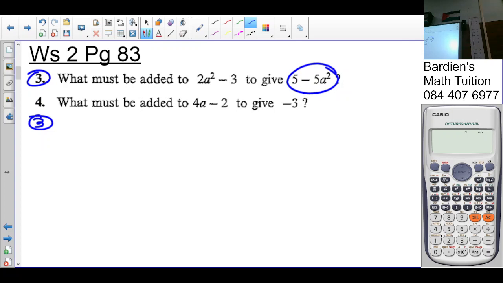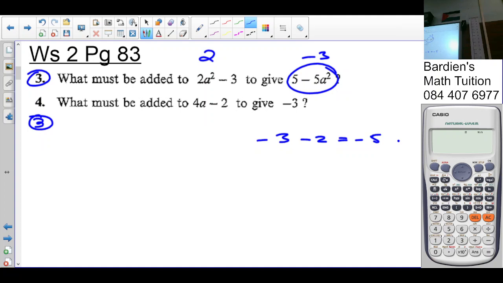So if here was a 2, what must be added to 2 to give you 5 for argument's sake? 3. What must be added to 2 to give you negative 3? Negative 5. You guys get the idea? So if you can't visualize it in terms of the variable, as I'm hearing some of you can't, put numbers there and make a sentence for yourself. Did it make sense? Then what did we do?